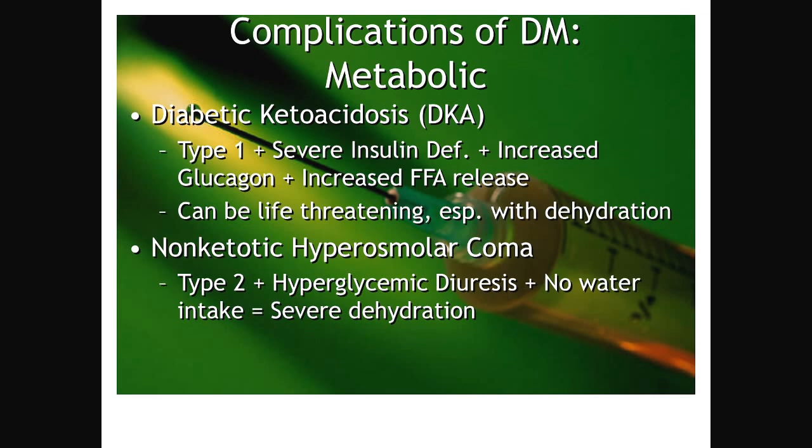And the difference is in type 2, you have non-ketotic hyperosmolar coma. You also see dehydration here, but it's because you have a hyperglycemic diuresis and no water intake in type 2. That's going to result in the severe dehydration. Whereas in DKA, you see that dehydration is something that can make it worse. But it's because of your insulin deficiency, increased glucagon, and free fatty acids in DKA in type 1. So that's a difference in metabolic complications to keep in mind between type 1 and type 2.